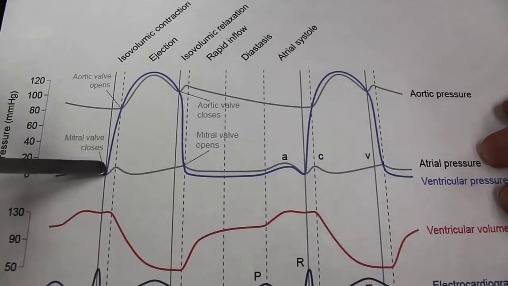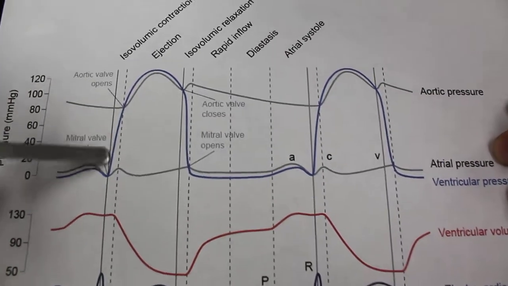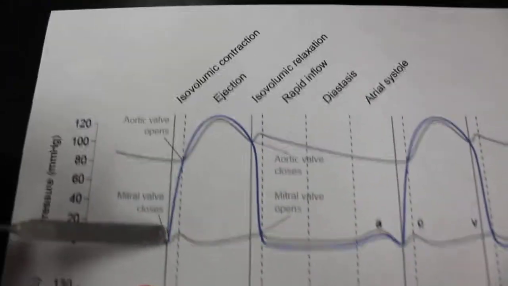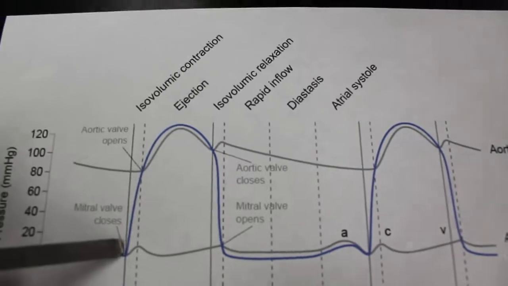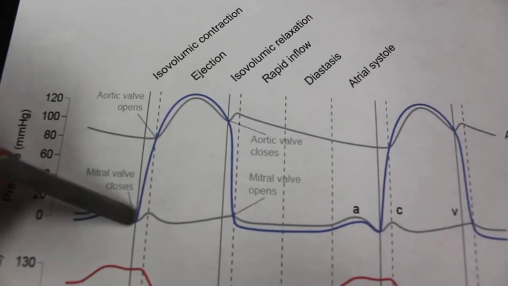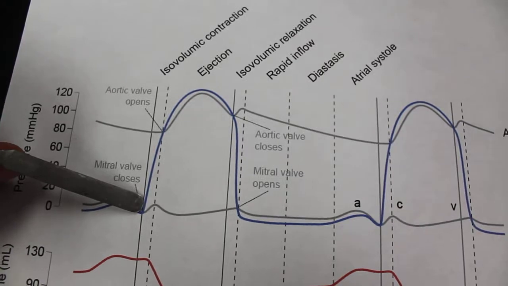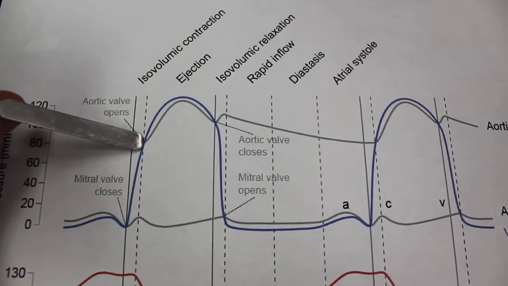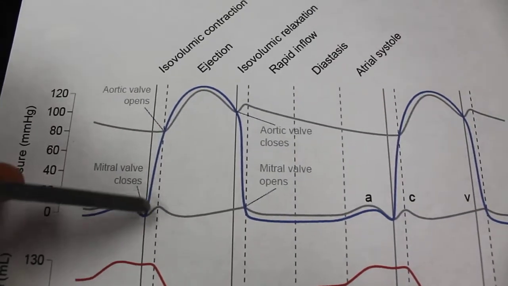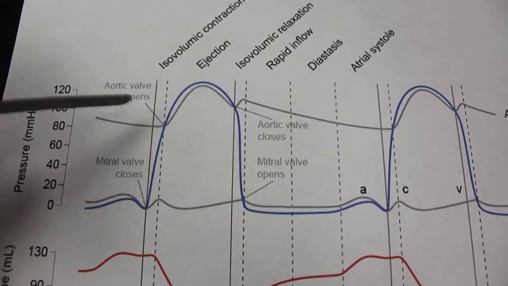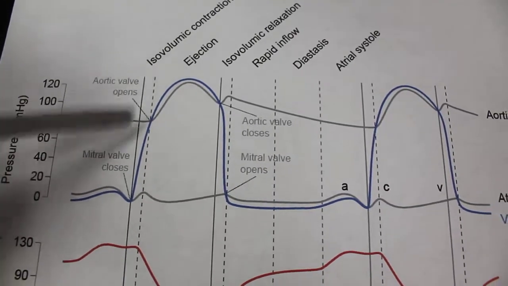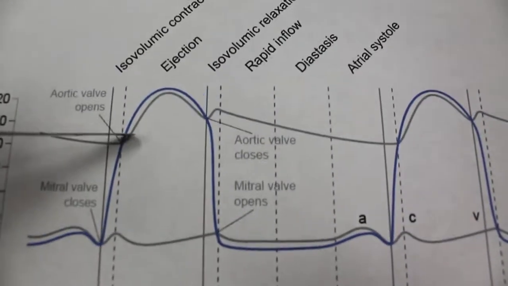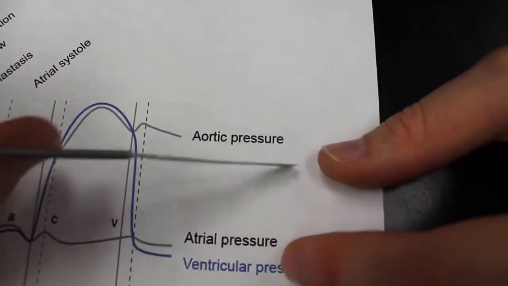Now, during isovolumetric contraction, there is no change in the volume of blood because no blood can enter or leave the ventricle. So because blood cannot enter or leave the ventricle, but the ventricle is contracting, the pressure is going to increase very sharply until you reach a point where you meet and then exceed the pressure in the aorta. So here we have this gray line, which is the aortic pressure.